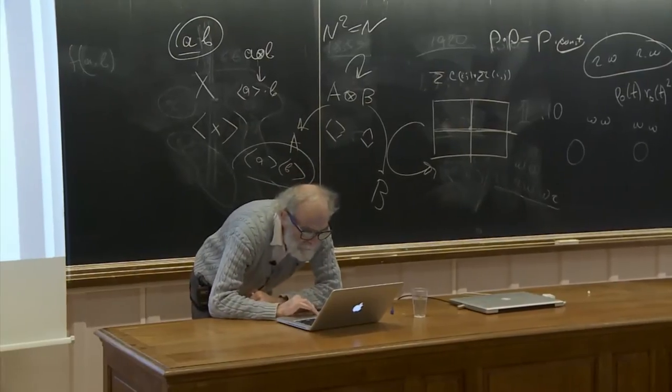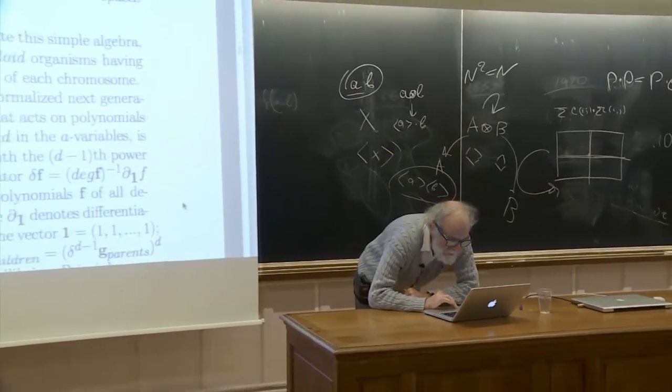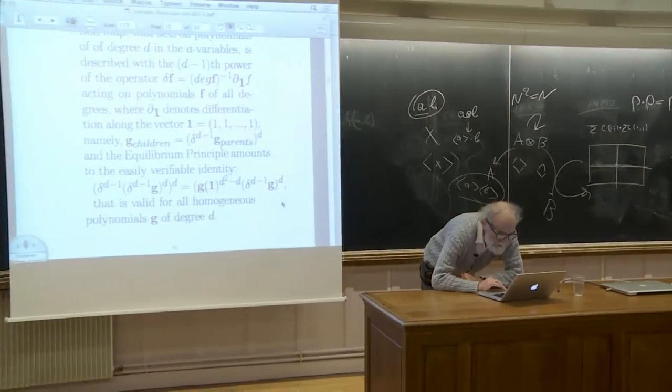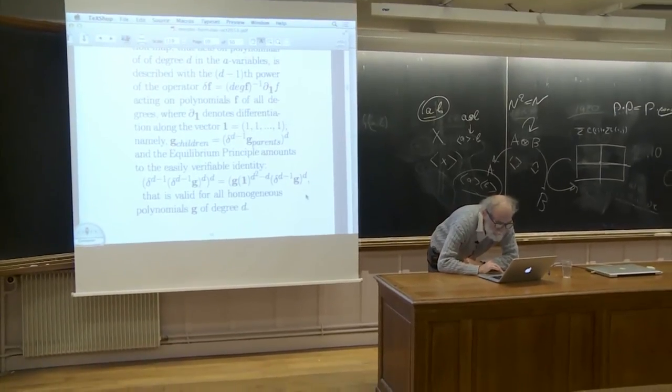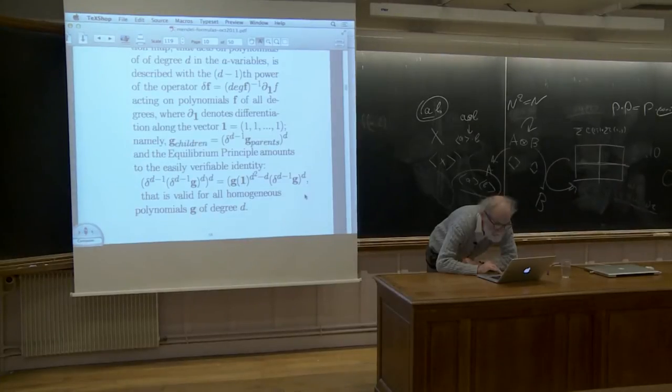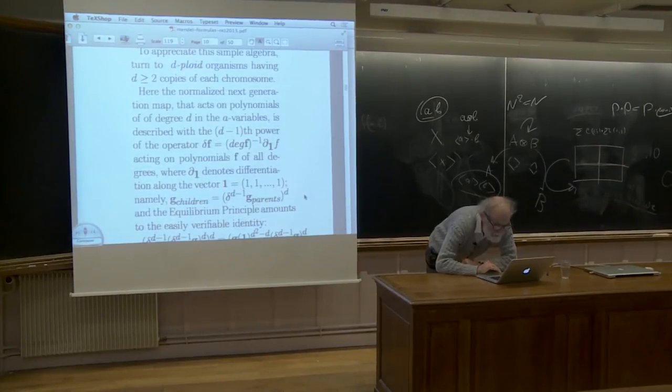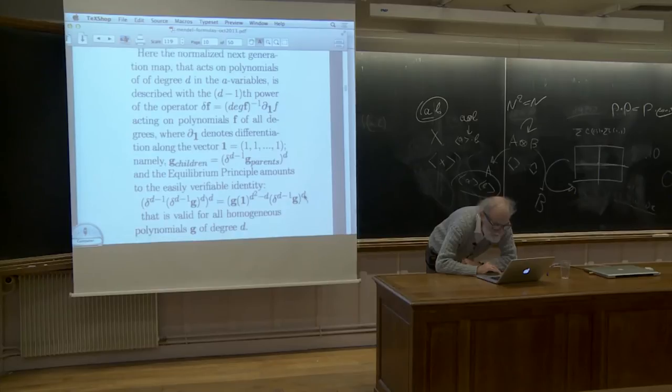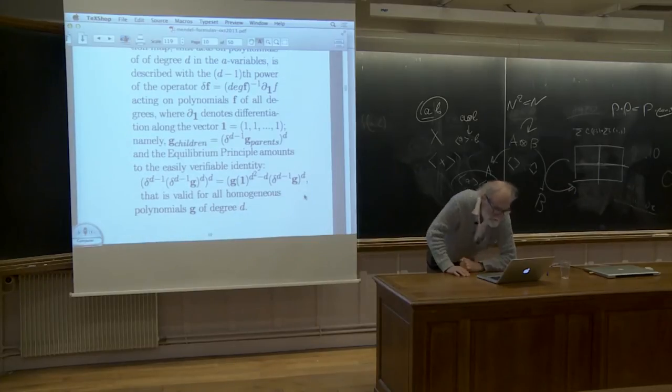And so what do we do next? Now, just again about these formulas which I wrote before, just to see that there is a kind of algebra. Just look at this: what happens for a diploid organism, how the thing would behave. You can just read it. I don't want to repeat it.